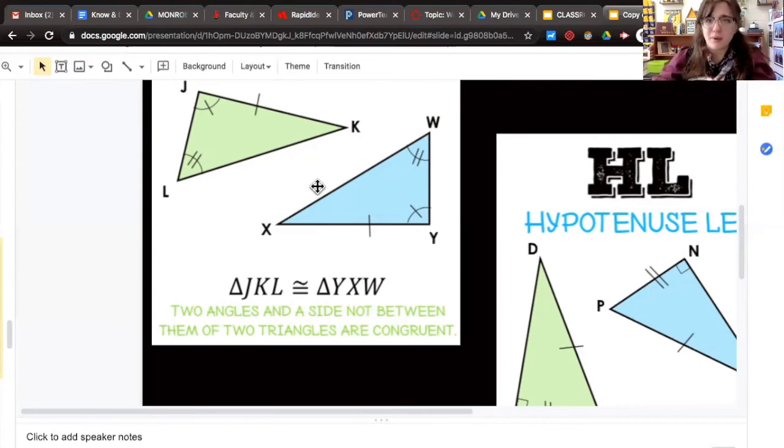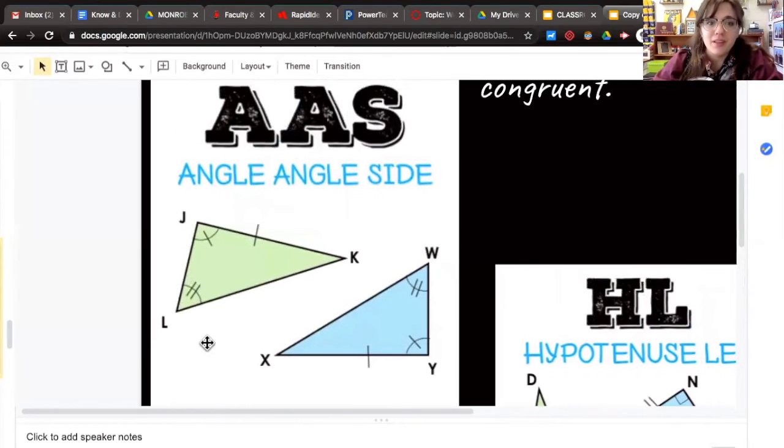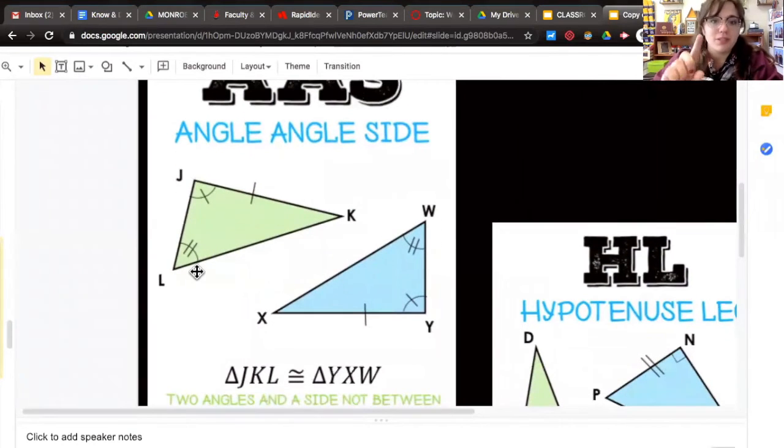That's really the hardest part. This is the hardest one. We started with the hardest one, just because it's not the one that pops out the easiest. So that is any 2 triangles that have 2 congruent angles and that third corresponding part, the side that is not in between them. That is angle, angle, side.